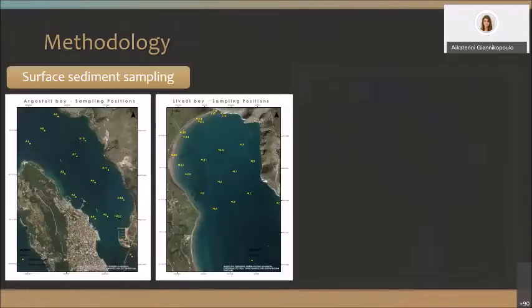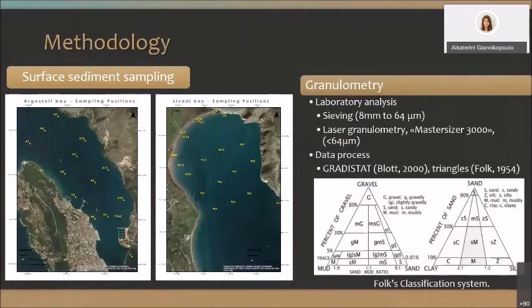Surface sediment samples, 13 from Argostoli and 20 from Livadi Bay, were collected and analyzed. Collected sediments were subjected to grain size analysis using the method of sieving and laser granulometry. Statistical analysis of all granulometry results was conducted with the Gradistat program, and Folk's classification system was used to determine the texture of each sample.